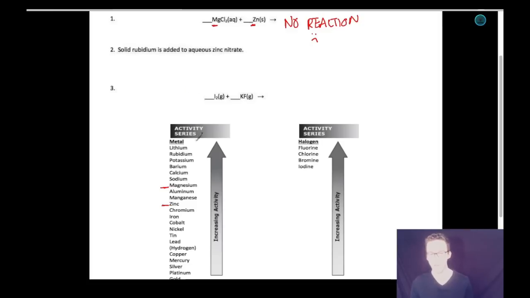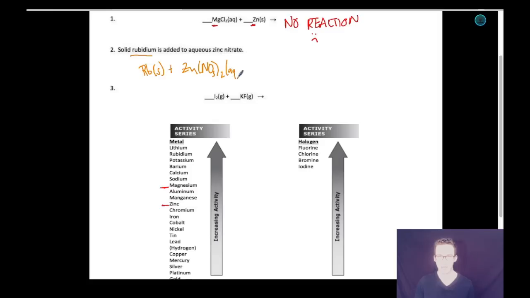Okay, as we take a look at example number 2, it's a little trickier. We're given the word equation and we are asked to determine whether or not this reaction is going to occur. We've got solid rubidium and we add it to aqueous zinc nitrate. So some great nomenclature practice here.